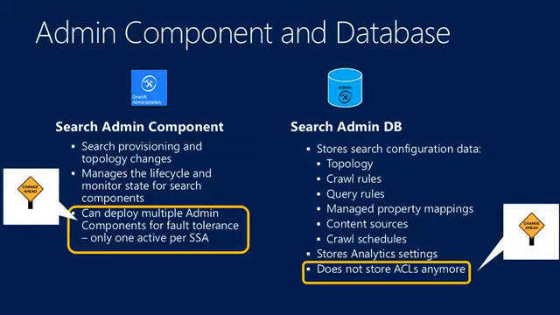The search admin DB, the one key change here is that we no longer store ACLs in there. In 2010, if your admin DB became unavailable, you lost the ability to query because we couldn't security trim the content. We couldn't security trim results. In 2013, that's not quite the same. So the admin DB is still critical to the functionality, but it's not critical to security trimming anymore because we store the ACLs in the on-disk index. Other than that, it's pretty much the same as 2010.